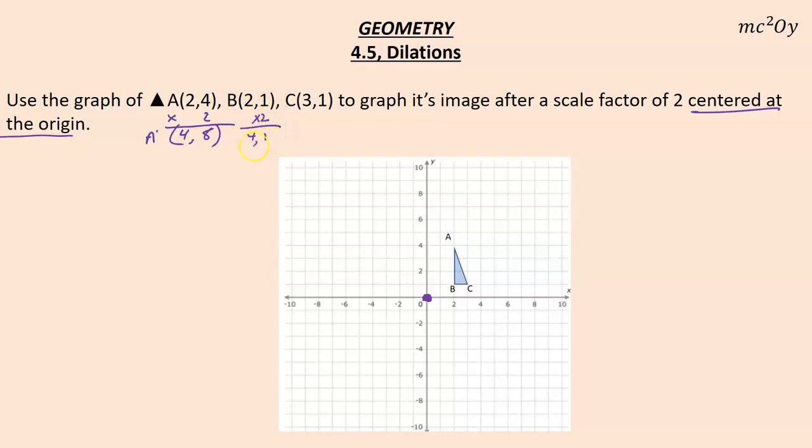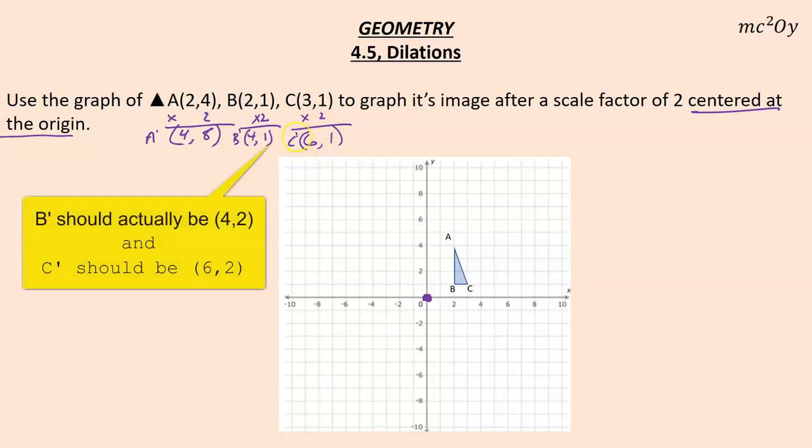Four and 1. That's B prime. And multiplying this by 2, okay, 6 and 1. And that is C prime. When I plot those points, 4, 8, there's A prime. 4, 1, there's B prime. And 6, 1, there's C prime.